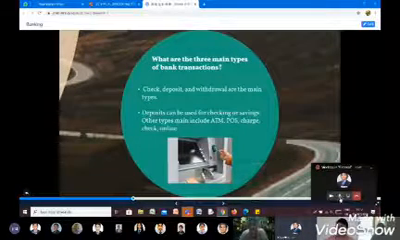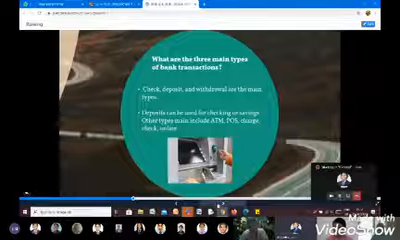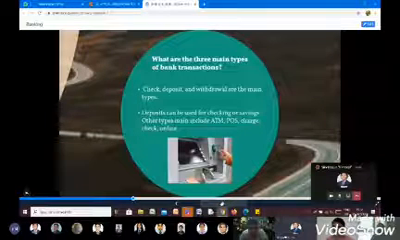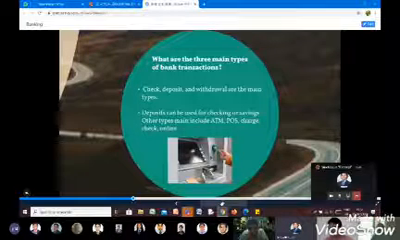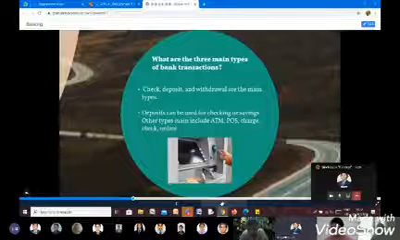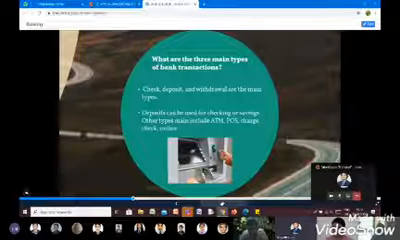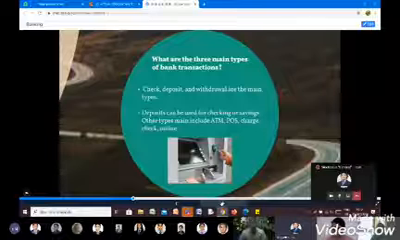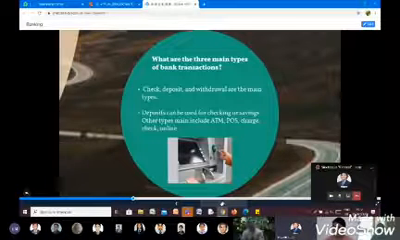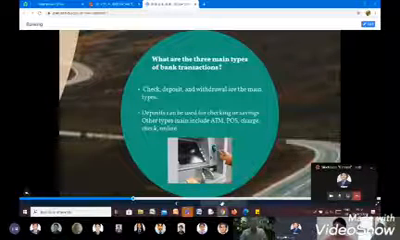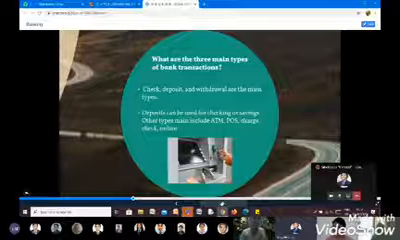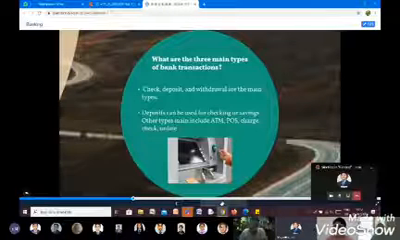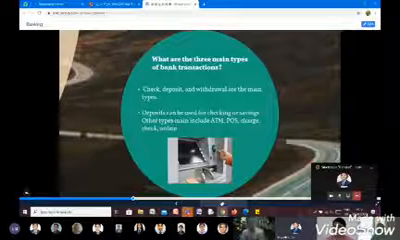There are 3 major types of bank transactions: check, deposit, and withdrawal. A bank transaction is the record of the money that has moved in and out of your bank account. When you have costs associated with your business, for example the rent of your office space, the payments for these will come out of your bank account as transactions. So this is another example.